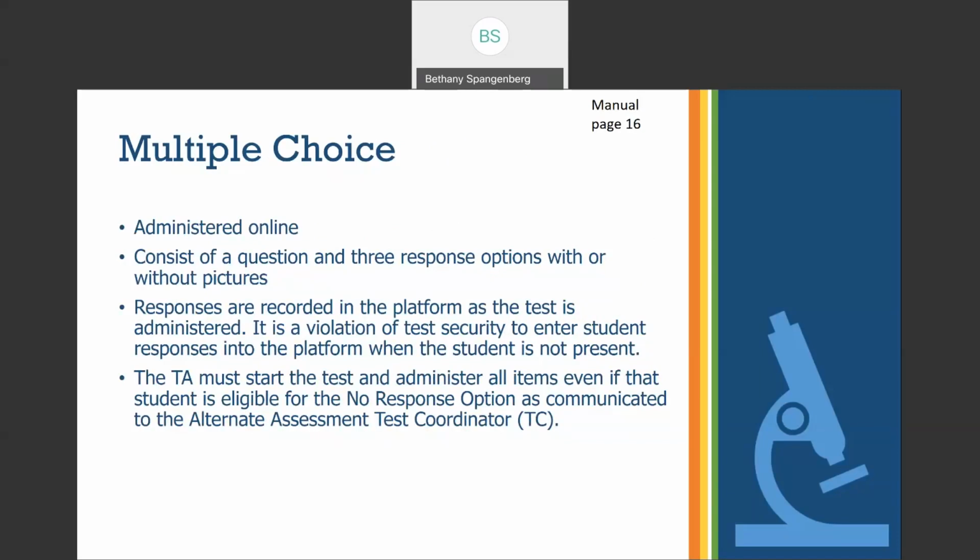It is a violation of test security to enter the student's responses into the platform when the student is not present. To administer the multiple choice items to a student with no observable communication, the TA must select Start the test for the student and administer all items to the student. When the no response option has been activated, there will be a box in the upper right corner to click.